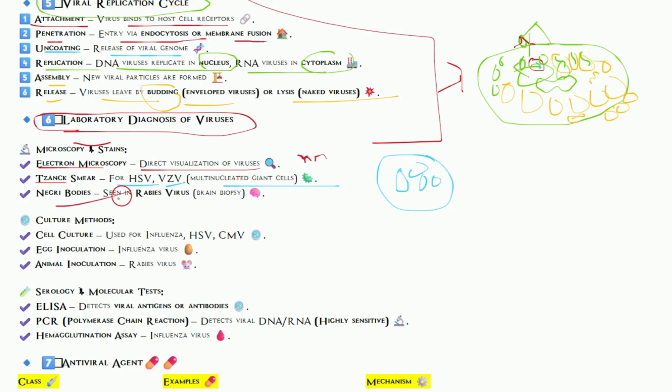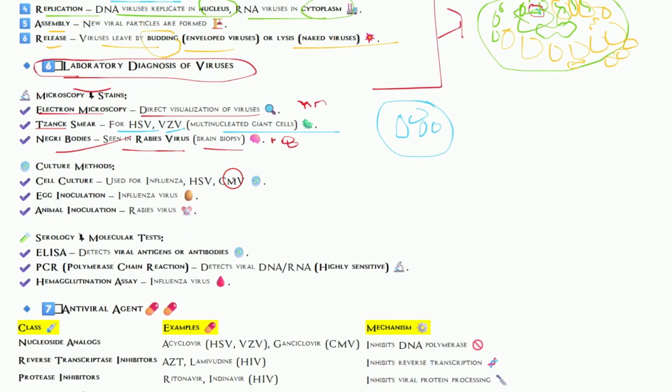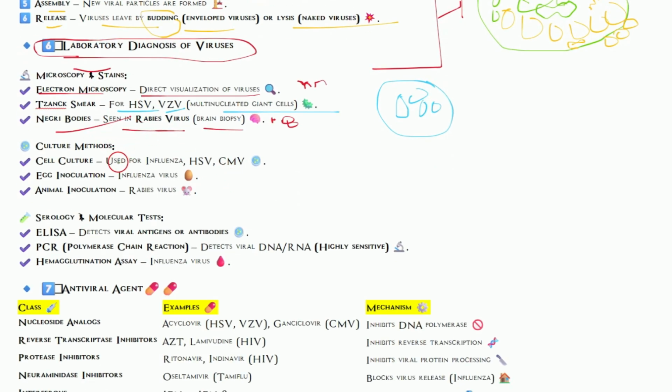Another is Negri bodies. Negri bodies are seen in rabies virus; on brain biopsy we will see small round Negri bodies in small amounts, right. Another technique we have for identification is laboratory culture methods. We need not an artificial medium like nutrient agar or chocolate agar, we need a living cell, right? There should be a living being, because they are obligate intracellular. Obligate means necessary, and intracellular means they need to be inside the cell.